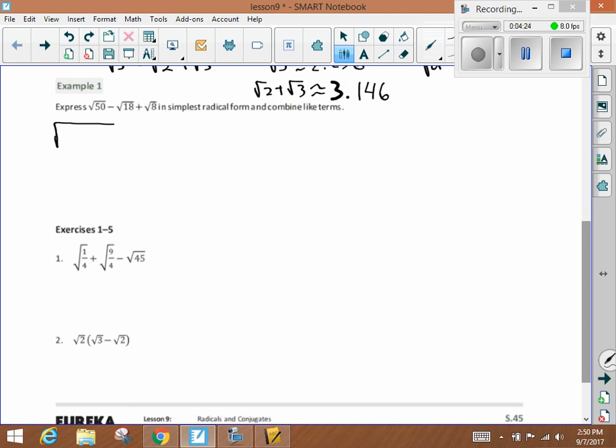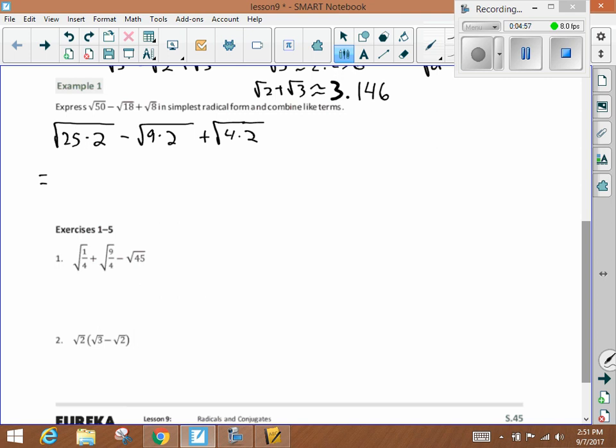So indeed, 50 is divisible by one of those: 25, and it's 25 times 2. So I'm going to rewrite these by simplifying the radical. You learned how to do that in geometry. So this is going to be 9 times 2, and the square root of 8 is 4 times 2.